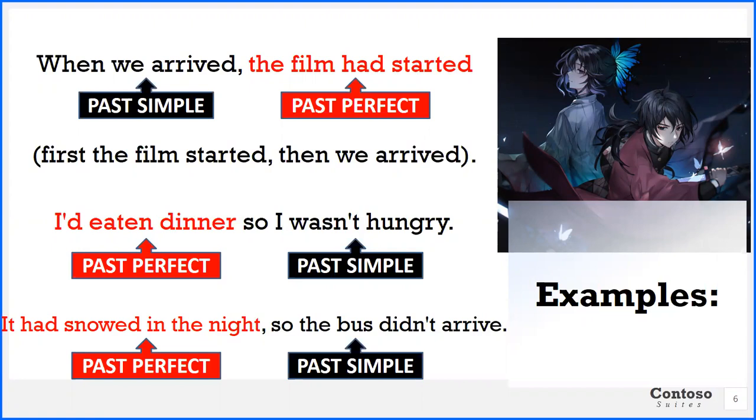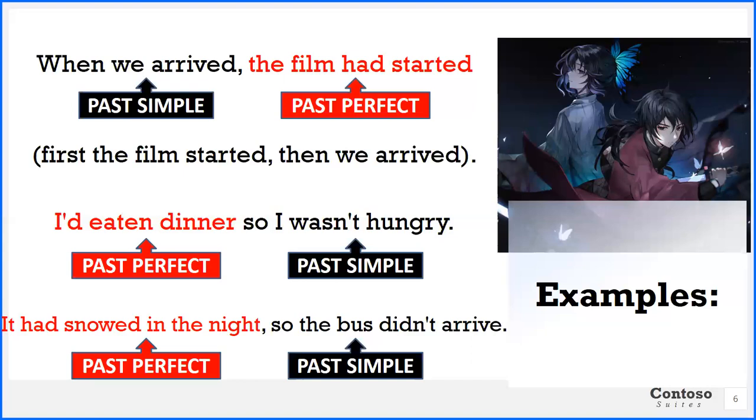Just by looking at the tense, the context is going to tell us that the past perfect one is the one that started first. I had eaten dinner, so I wasn't hungry. Which happened first? Did he eat dinner or was he hungry? First, he ate dinner, so he wasn't hungry as a consequence.